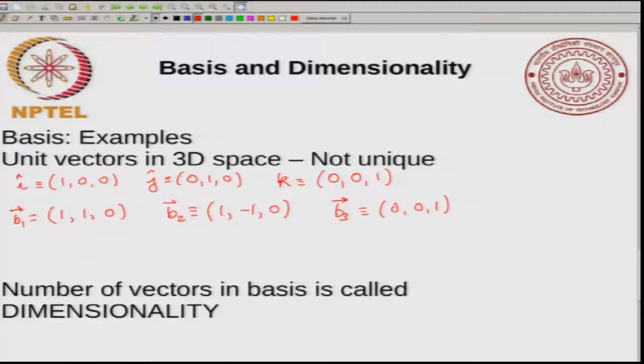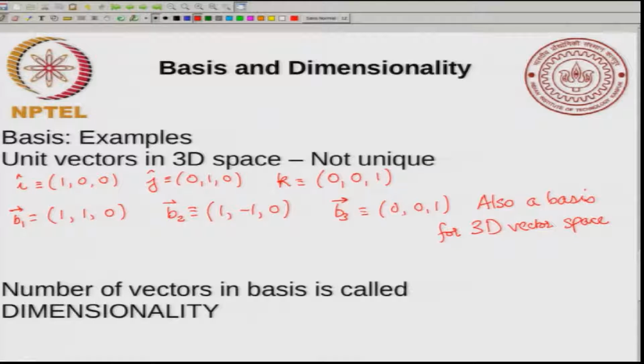So, this is also a basis for 3D vector space. Okay. So, the basis is not unique, you can have many different bases, but they should still satisfy the conditions that they should be linearly independent, and you can write any vector as a linear combination of these. You can verify that you can write any vector as a linear combination of these linearly independent vectors.